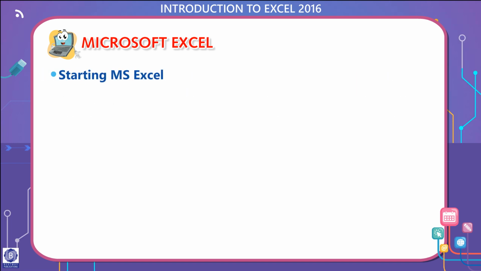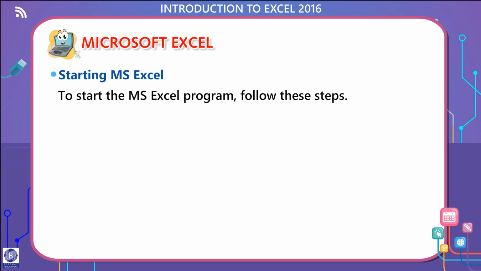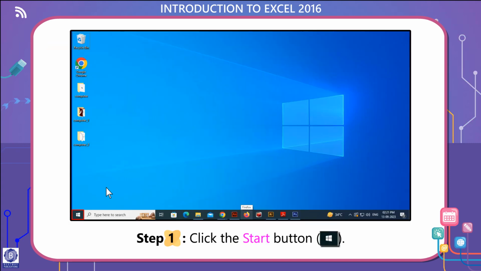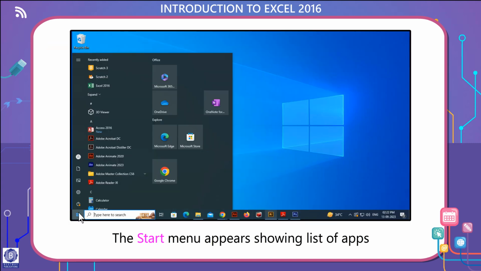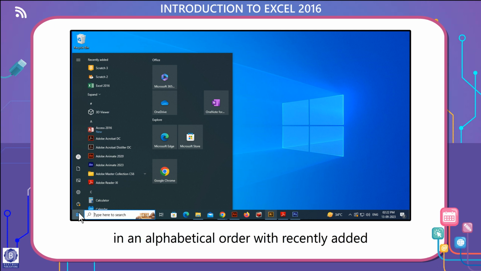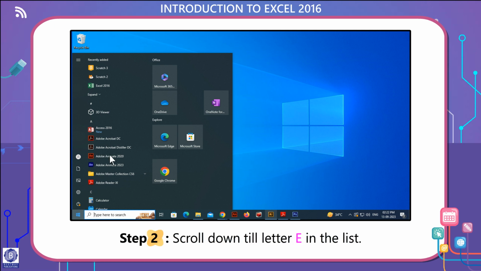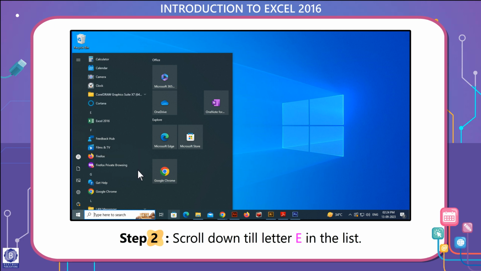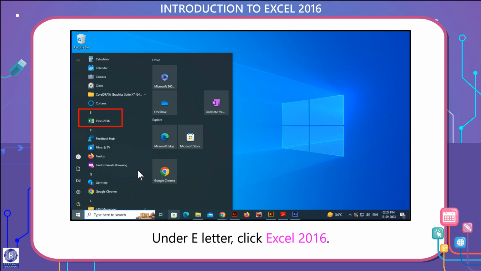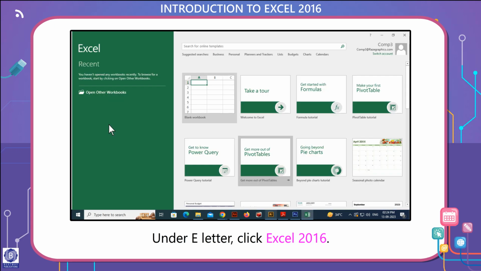Starting MS Excel. To start the MS Excel program, follow these steps. Step 1. Click the Start button. The Start menu appears, showing list of apps in an alphabetical order with recently added and most used apps at the top. Step 2. Scroll down till letter E in the list. Under E letter, click Excel 2016.